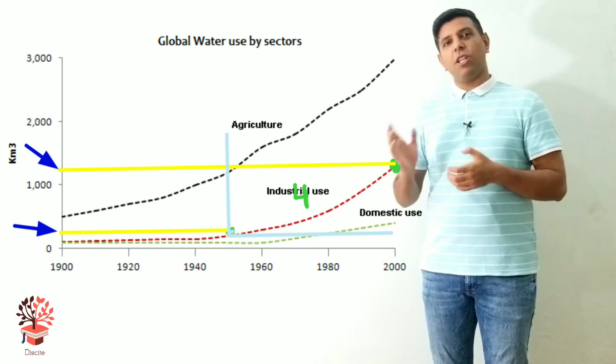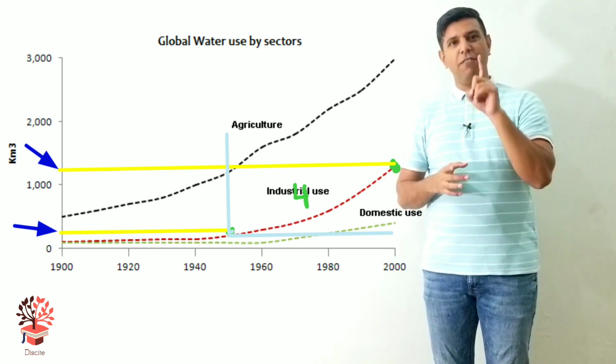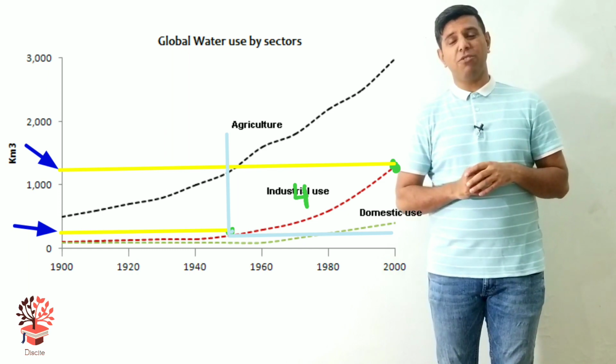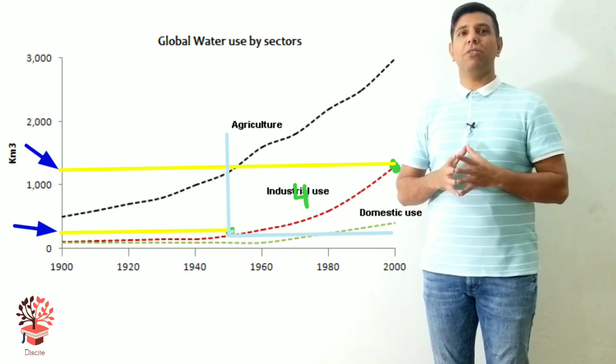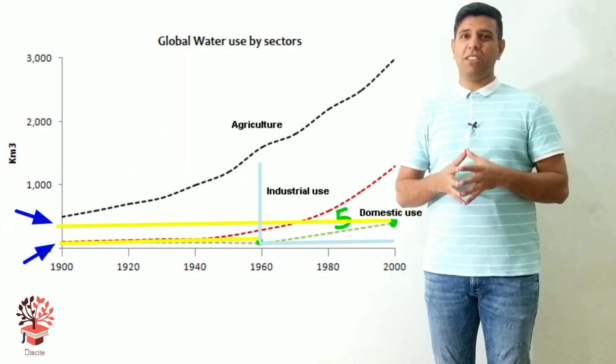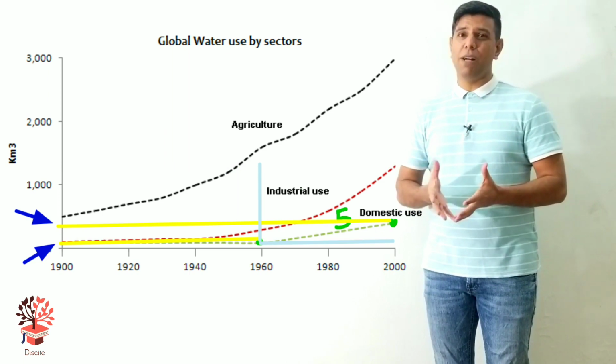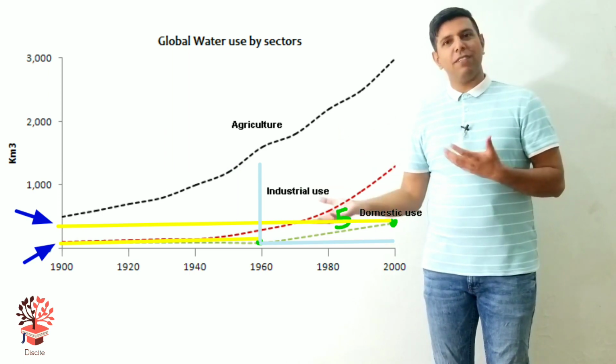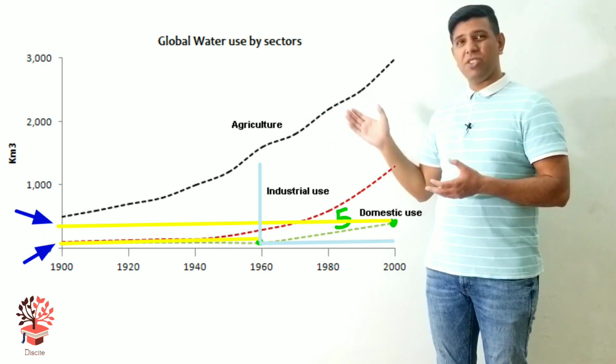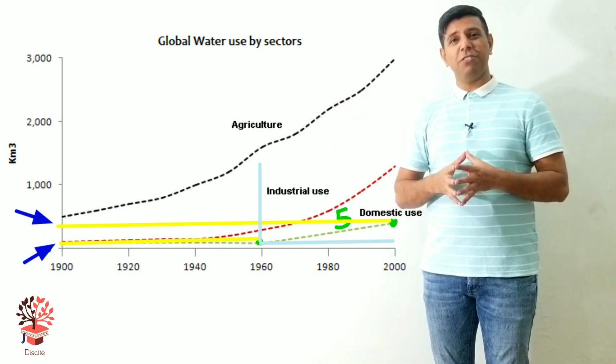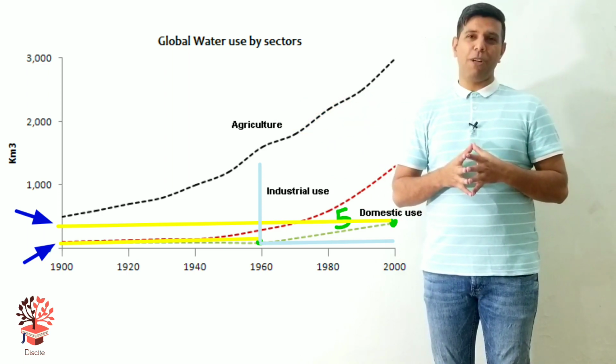Then you go on and look at the domestic. So that was my fourth point when I talk about industrial use. Then I talk about the domestic use. If you have a look at the domestic use, it has remained at the bottom, and by the end of it showed a minimal increase, and by the end of the century the value stands at around 400.